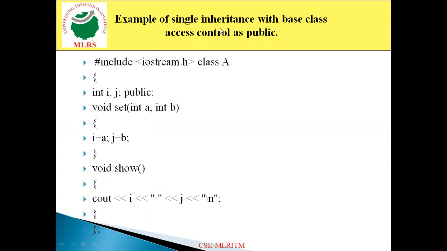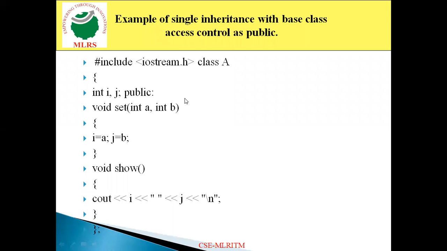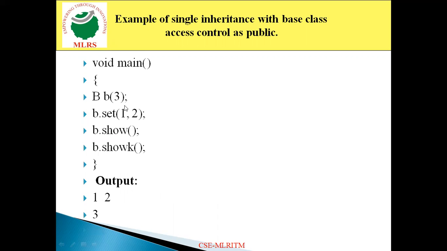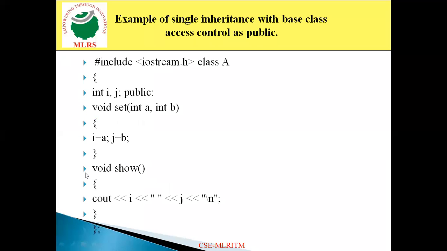Set of 1, 2, this base class function. So the value 1 is assigned to A and the value 2 is assigned to B. Then the same values 1 and 2 are assigned to I and J. In this manner, it specifies the I value and J value. Then next, B dot show. B dot show indicates it executes the show function which is there in the base class, which is used to print the I value and J value. That is nothing but this function.